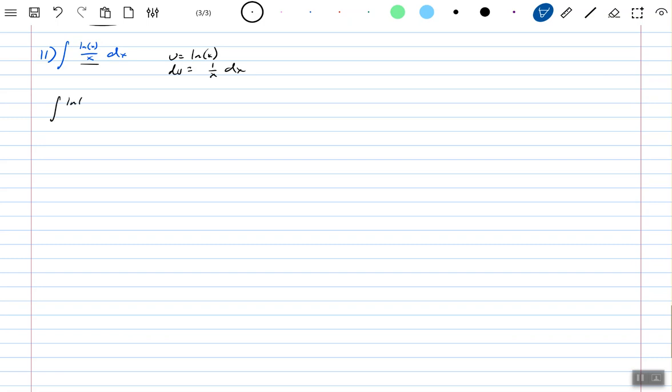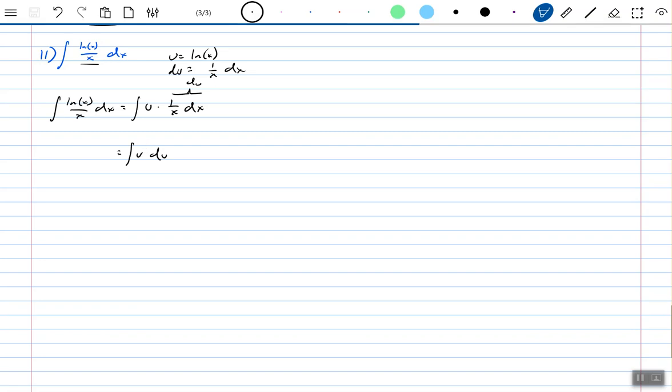So our integral of the natural log of x over x dx is equal to the integral of u. Let's go ahead and break this fraction up: it is u times 1 over x dx, but this is just du. So this integral is the integral of u du. Now we're integrating a variable with respect to itself, and we know that this variable has power 1. So now it's time for the power rule of integration.